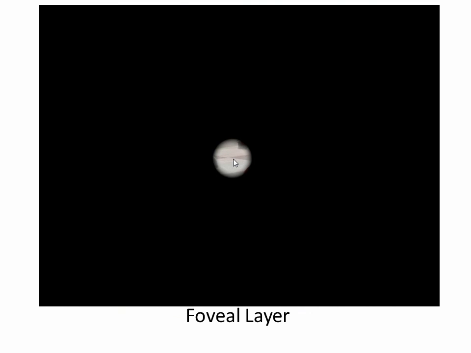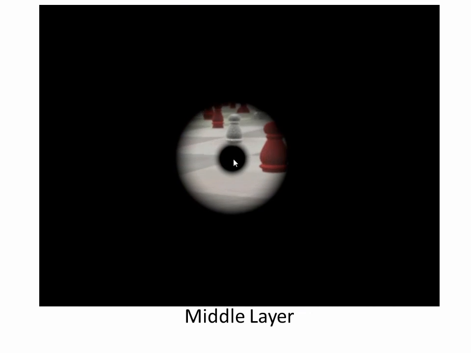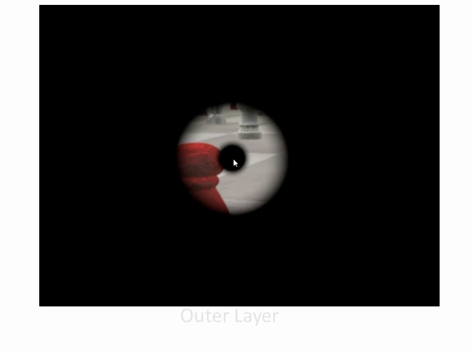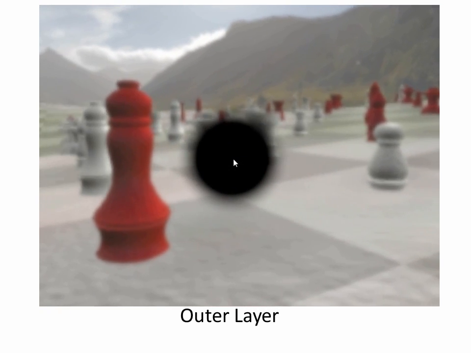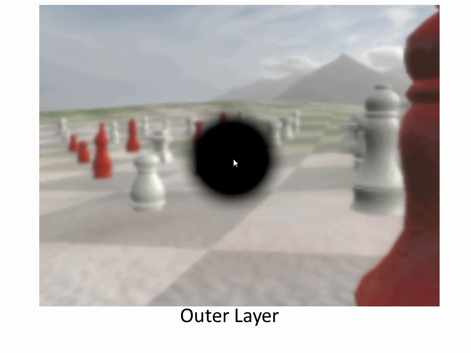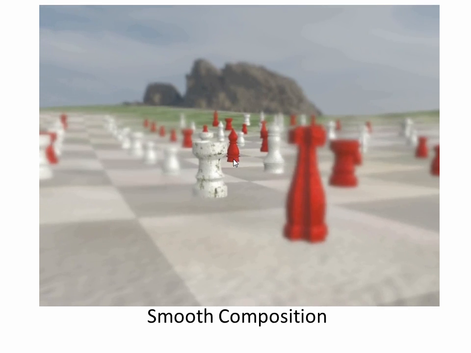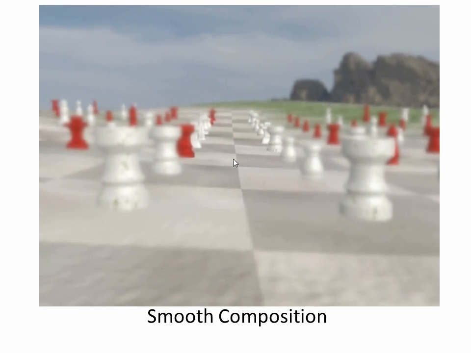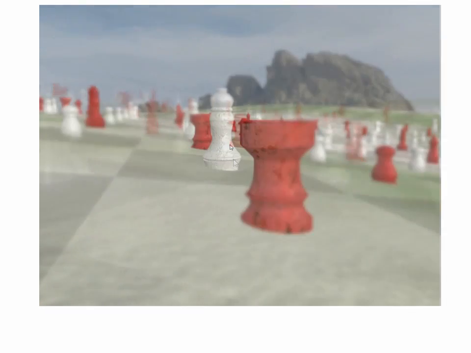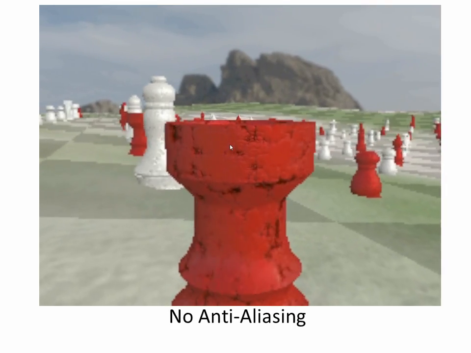The central layer matches the sampling rate of the display. The next layer out is sampled at half the display's resolution in each dimension. Finally, the full screen background has roughly 1/25 as many pixels as the display. These layers are then composited together smoothly to avoid creating any artifacts which might catch the eye.